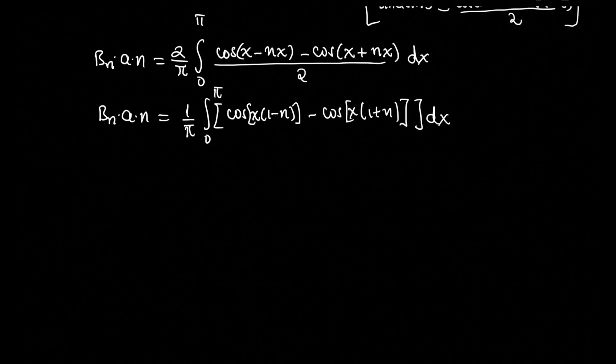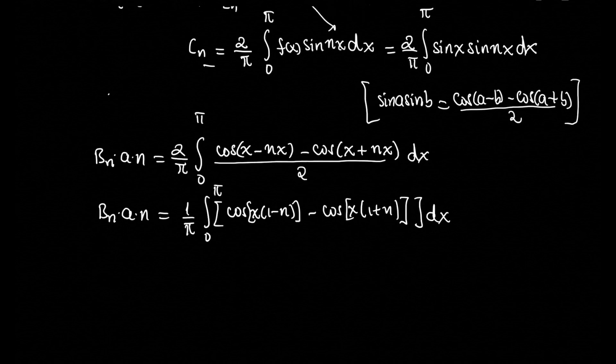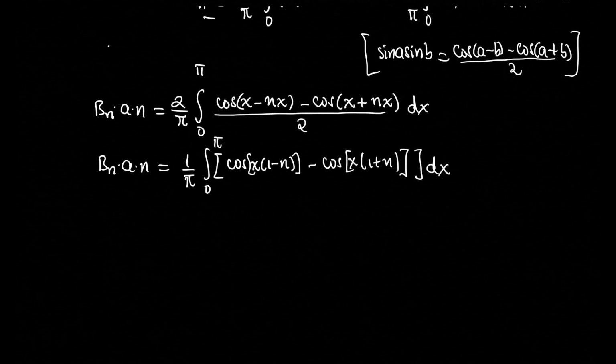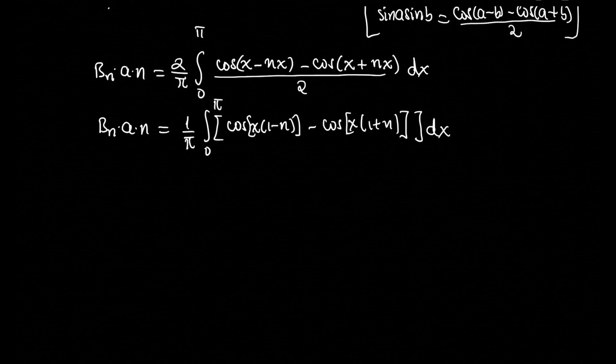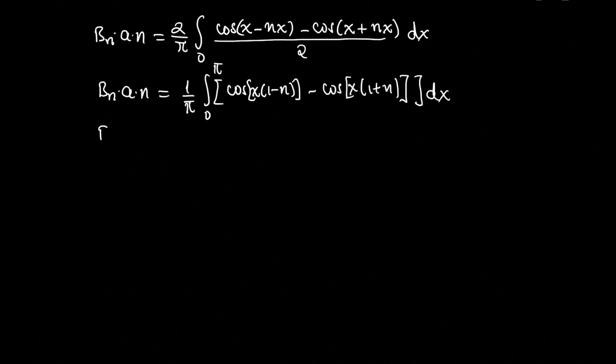Dx, like that. Okay, now you just need to integrate this. In this case, you just need to integrate. But the point is, this is going to depend on n. We're going to see that later. Just integrate bn times a times n equal 1 over pi.